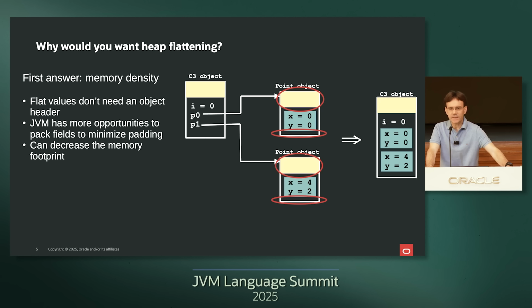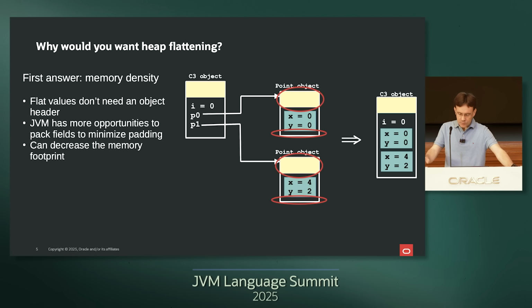Why would you want heap flattening? There are many answers to that. The first one is memory density. Every object in the Java heap needs a header. And people who are familiar with the Lilliput project know that this is a big burden, a big cost in terms of memory. When you flatten a value, the flat value doesn't need a header. It doesn't have to maintain a state about monitors, and the metadata associated with the flat value can be retrieved from the container class.